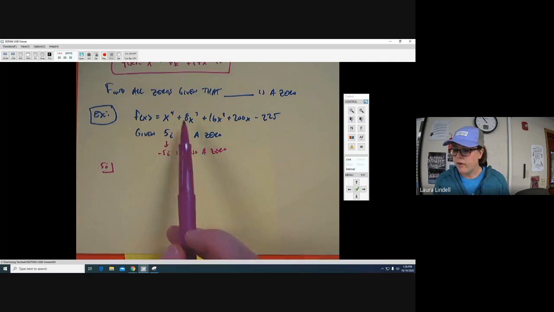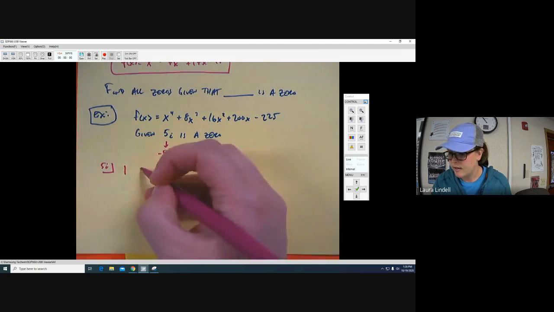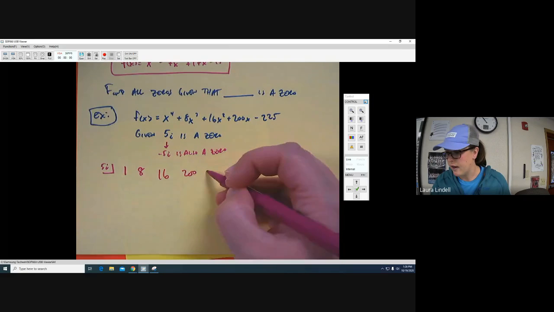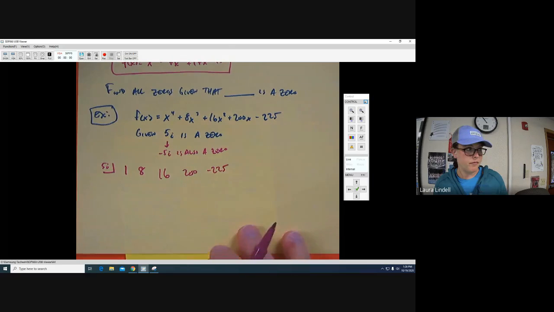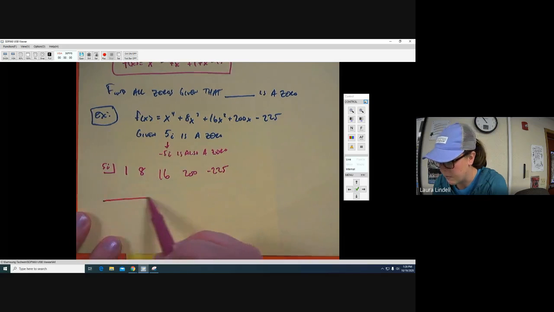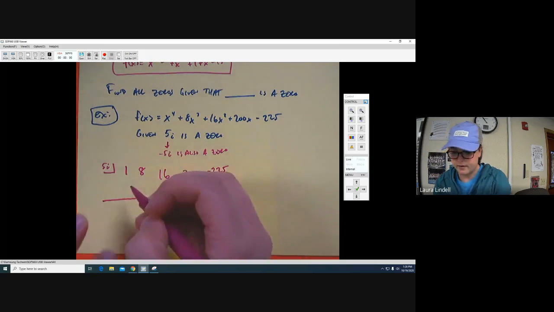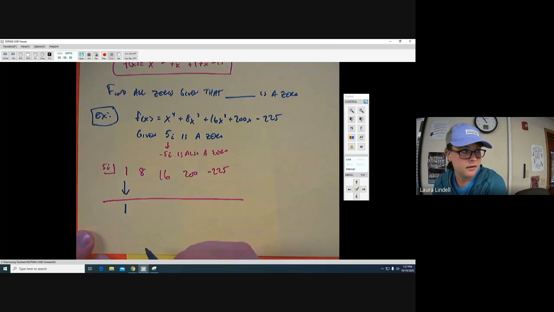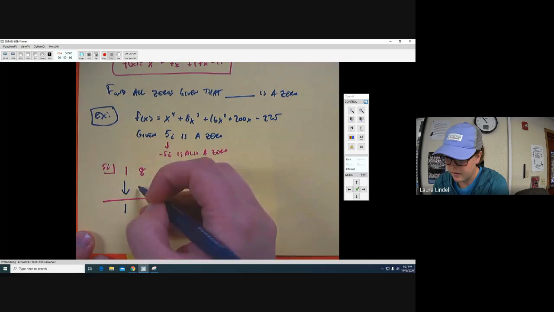But then I'm going to take my coefficients here. We have 1, 8, 16, 200, and negative 225. So synthetic division with complex numbers gets a little bit messy, especially the first time you do it. The second time you do it, it will look less messy. And we'll see what I mean by that in a moment. So step 1, bring down the 1. 5i times 1 is 5i.